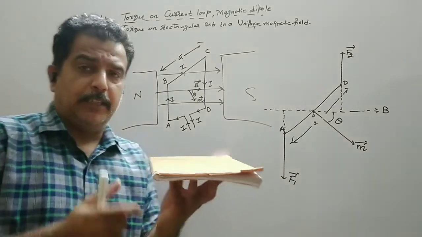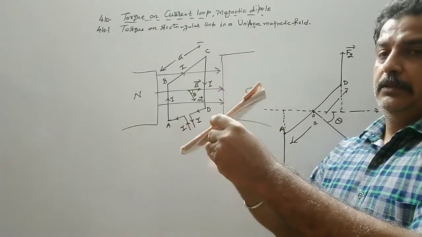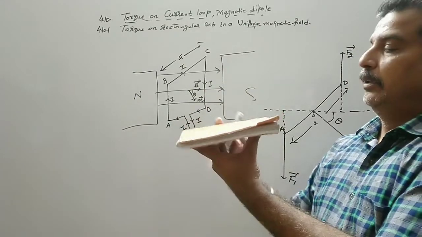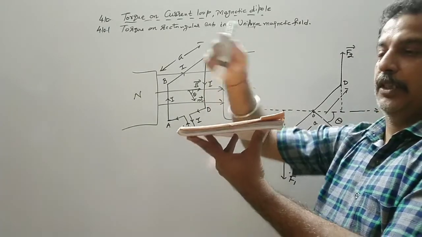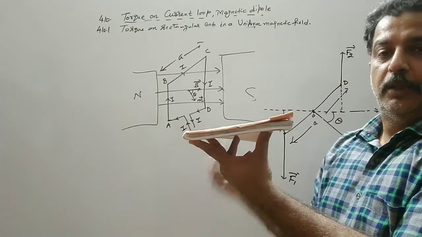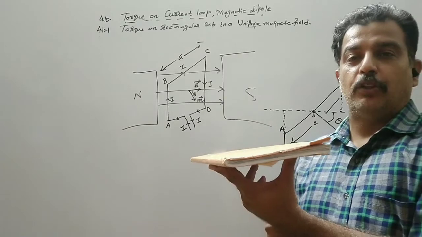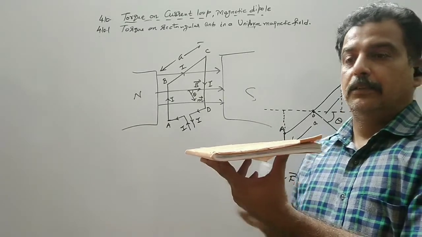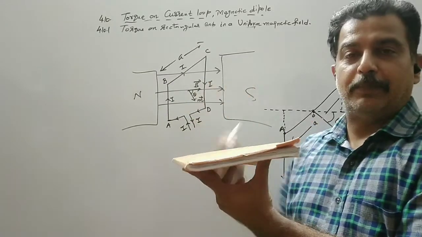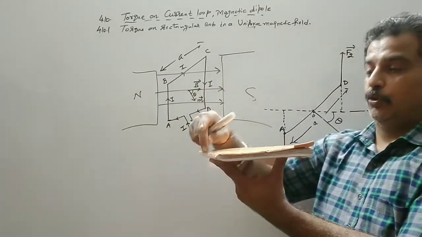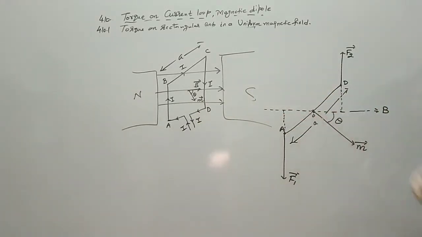So it should be clear that when this coil starts rotating, and viewing from this side, these two forces, one will be in this direction, suppose the other should be in the downward direction. Both the forces are not collinear. The line of action of the forces does not coincide; these two forces have lines of action separated by a perpendicular distance.